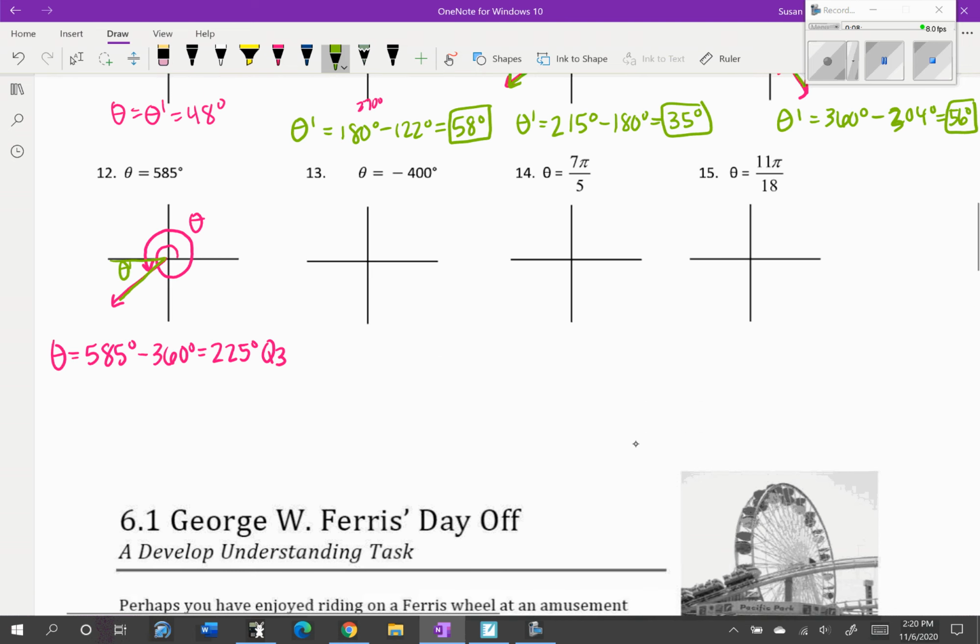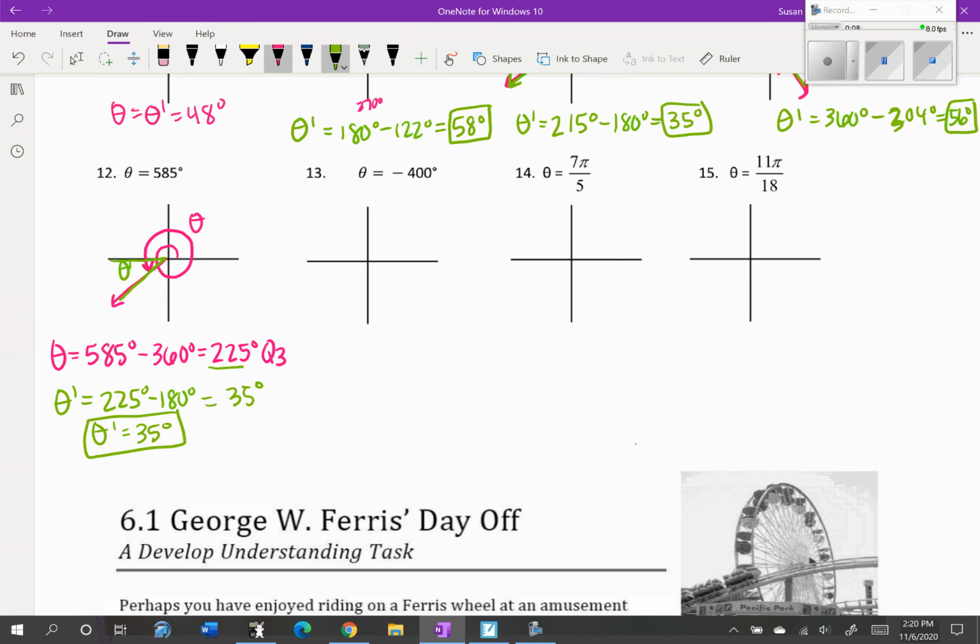Then you're going to use these rules up here to find the reference angle. So now that we have our coterminal angle, which is 225, it's in the third quadrant, so theta prime would be equal to, we take 225 because we've gotten past 180, subtract 180 degrees from that, and when we do, we end up with 45 degrees. So the reference angle equals 45 degrees.